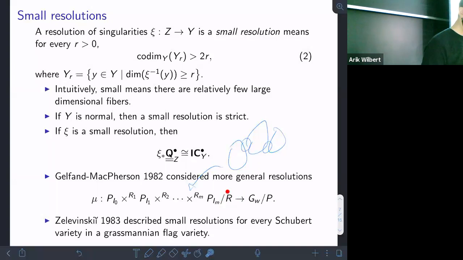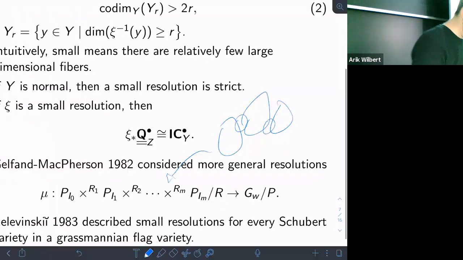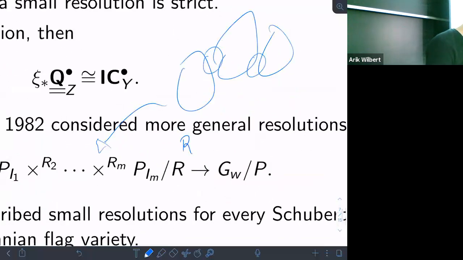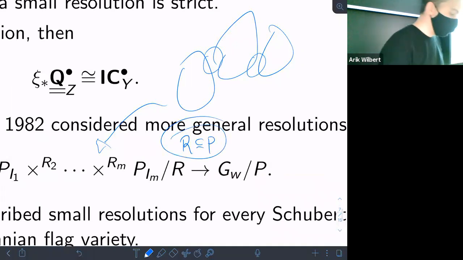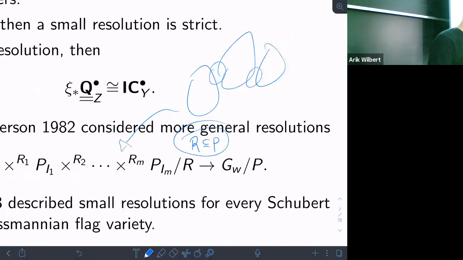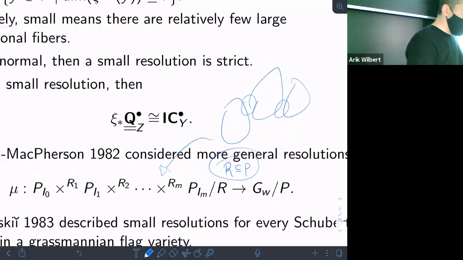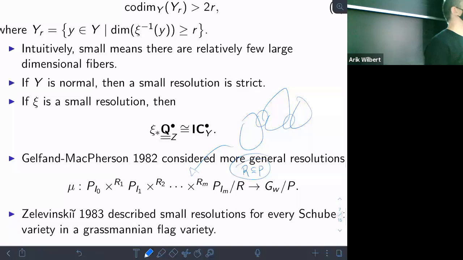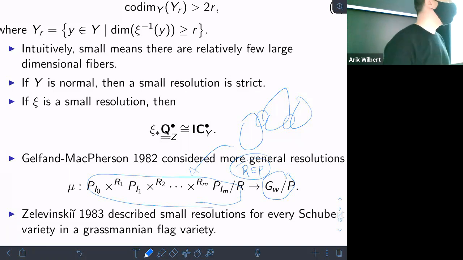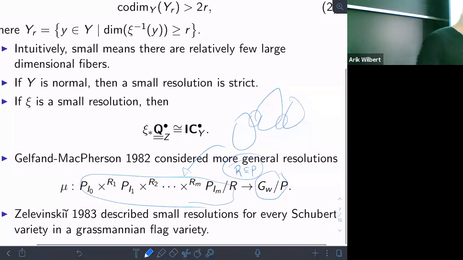Is R right here? That's a very good question. Bill asked, should this be the same? The only condition you need is that it's at most as big as that. So it is useful to allow smaller parabolic subgroups. I think what you're getting at is that this is not always a resolution, and that's true. This will be a resolution exactly when the dimension of the image is the same as the dimension of the domain, and that just doesn't always happen, even if you allow R equal to P.